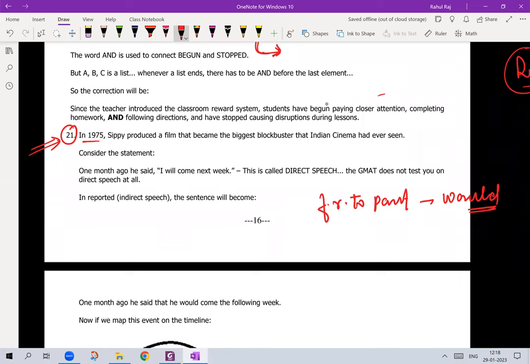It says, in 1975, Sippy produced a film that became the biggest blockbuster. This is not how you should be writing your sentences.